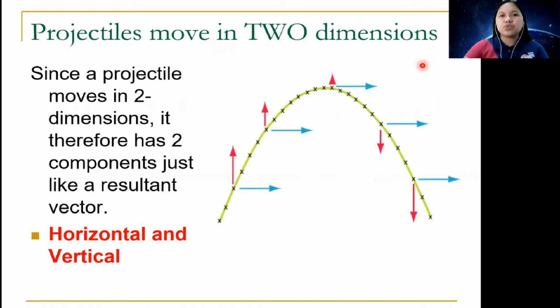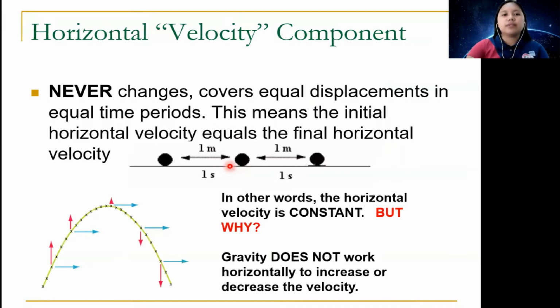Projectiles move in 2 dimensions. Since a projectile moves in 2 dimensions, it therefore has 2 components, just like a resultant vector. Okay? So we have the horizontal, which is from left to right, and the vertical, which is upward and downward movement. So always remember that a projectile is a combination of two movements. We have the horizontal and the vertical motion. Okay? So it's a combination. That's why it is called projectile.